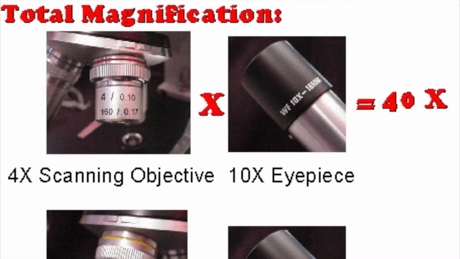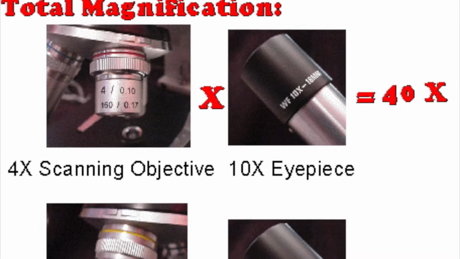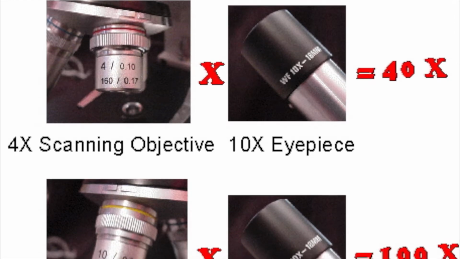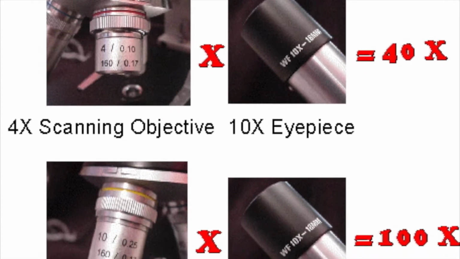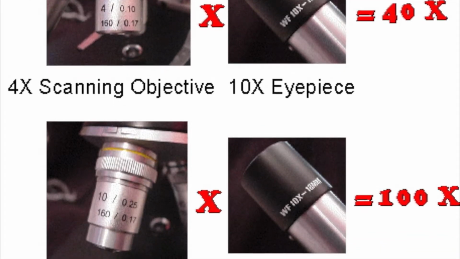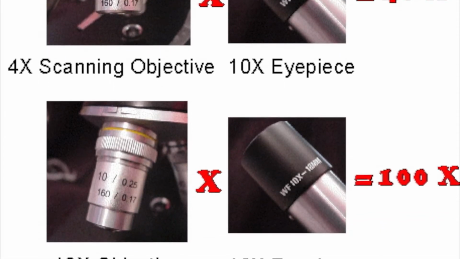Finding out the total magnification from each objective is easy. All it takes is simple math. For the small objective, it magnifies 4 times. The eyepiece magnifies 10 times. So looking through the small objective magnifies 40 times.